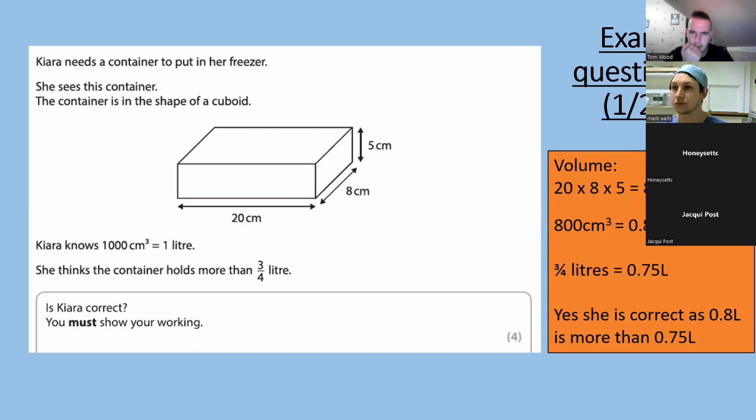So if we look at it, we've got a volume. As far as I can see, I've got height, width, depth. So we've got the height, width, and depth, and we need all of them to find the volume. So the volume is 800 centimeters cubed that we worked out. They've given us a conversion to switch this into a capacity, so obviously like liters. We don't ever have to remember that. They will give you that to work with if you need it.